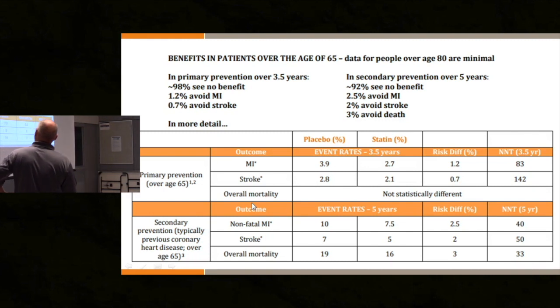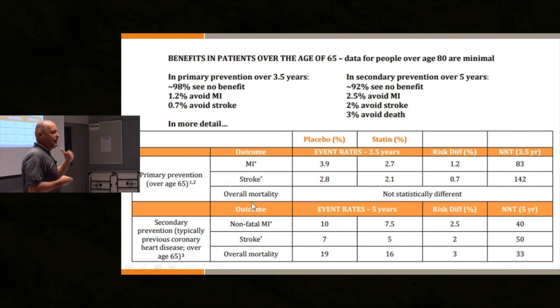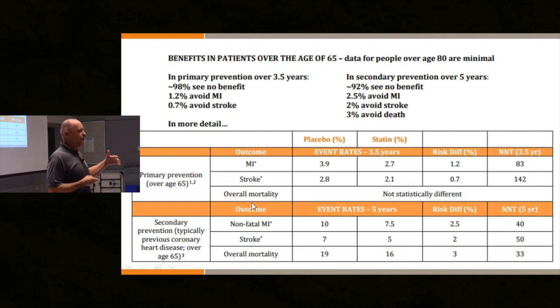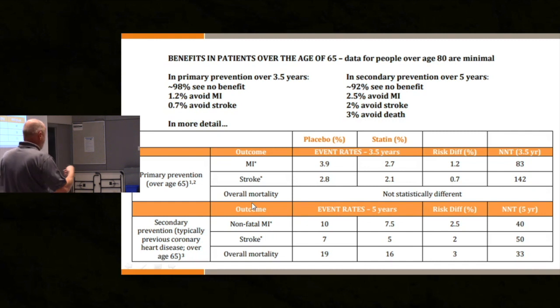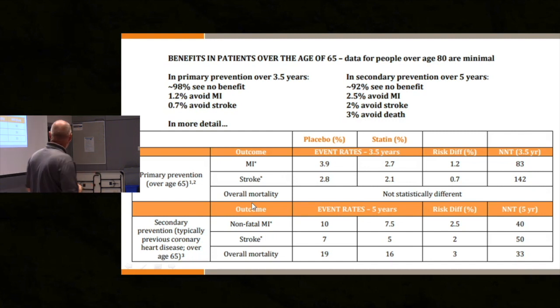But if you look up here, primary prevention is people who have not had a defined cardiovascular event. And this is grouping studies. It's called meta-analysis. It's a technique of grouping studies, so you have more patients, more data, so you can make a little bit more valid assumptions. And over 3.5 years, in people over 65, because we don't actually have it done in people over 80, especially not the frail people, if you gave a statin, only 1.2% avoided a heart attack, 0.7% avoided a stroke, 98% see no benefit. That's for primary prevention.